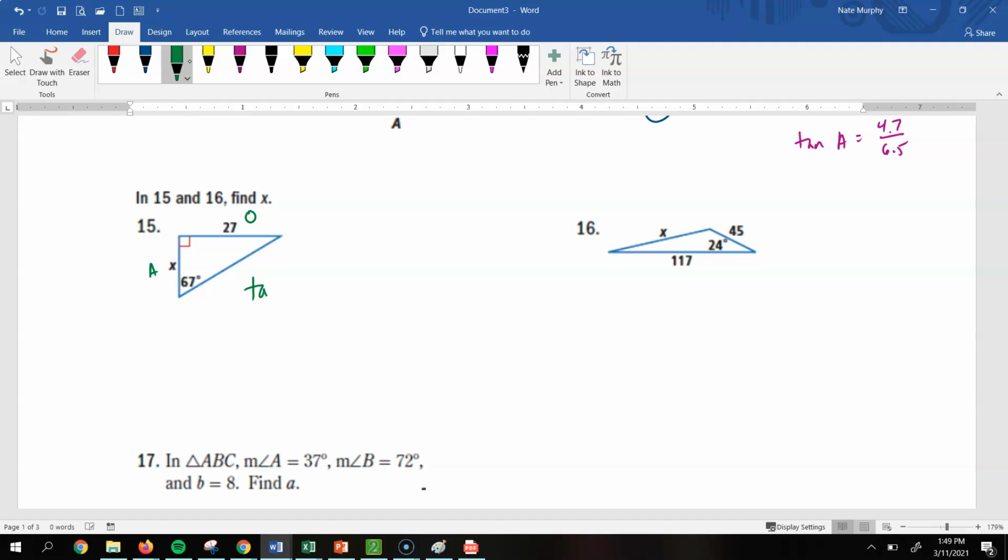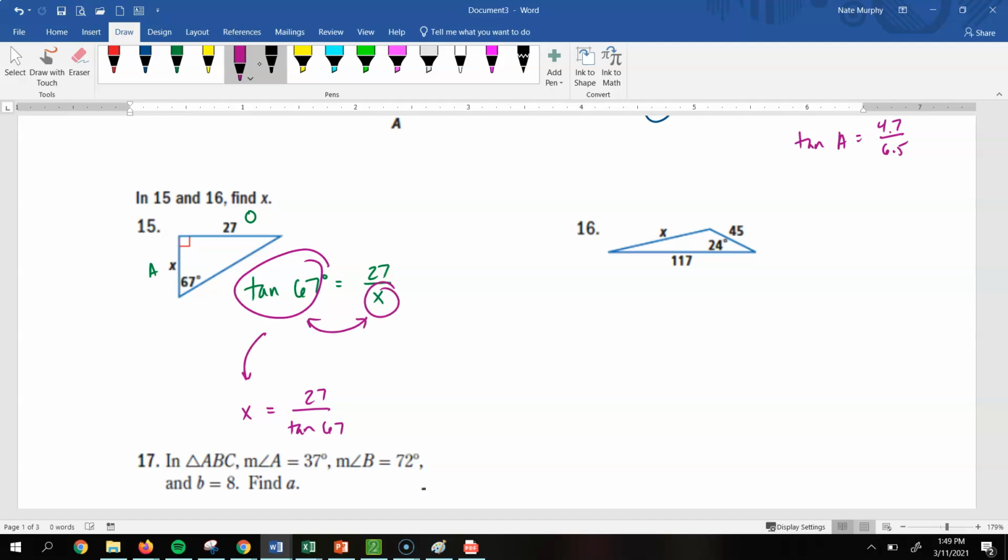So it'll be the tangent of the angle, which is 67 degrees, equals 27 divided by x. Now remember, the long way to solve this is I would multiply both sides by x, and then divide both sides by 27. But remember, you could get to that much faster just by taking, anytime we have an x in the denominator, just swap those two, and that would give you what we have here. X equals 27 divided by the tangent of 67.